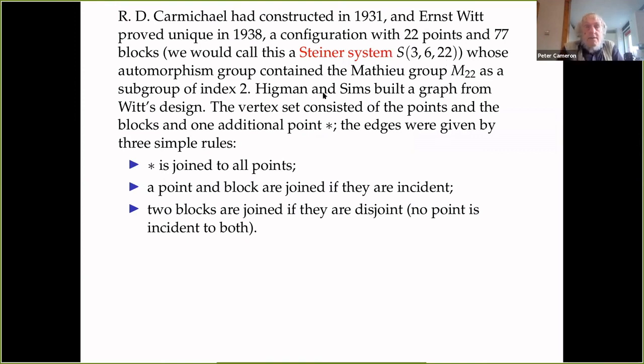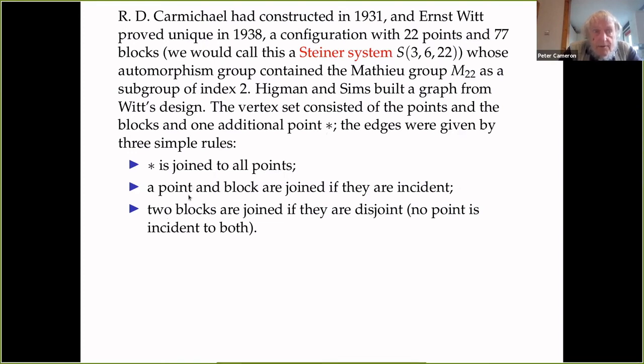So Higman and Sims said, right, we'll take Witt's design and we'll build the graph from it. So the vertex set of the graph is the 22 points, the 77 blocks, and one additional point, which I'll call star. That makes 100 points altogether. So we've got a graph on 100 vertices. What are the joining rules? Star is joined to all the 22 points. A point is joined to a block if the point lies in the block, so if the incidence holds. So that gives you the joins between the 22 points and the 77 blocks.